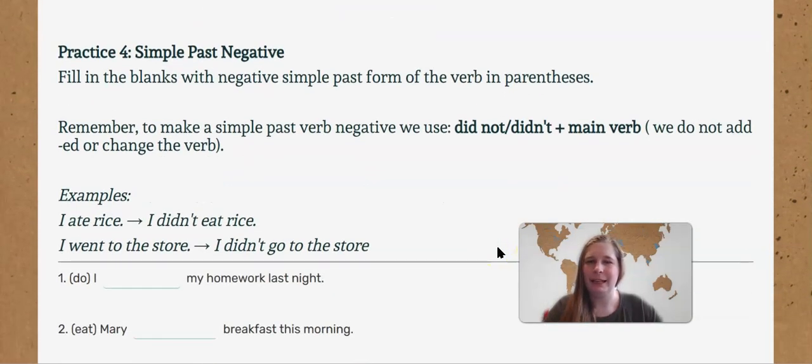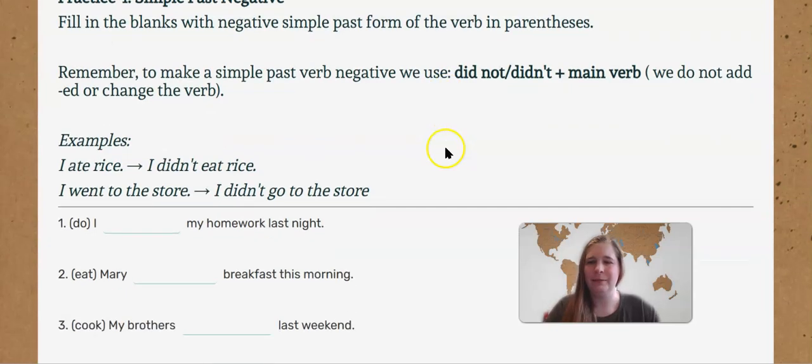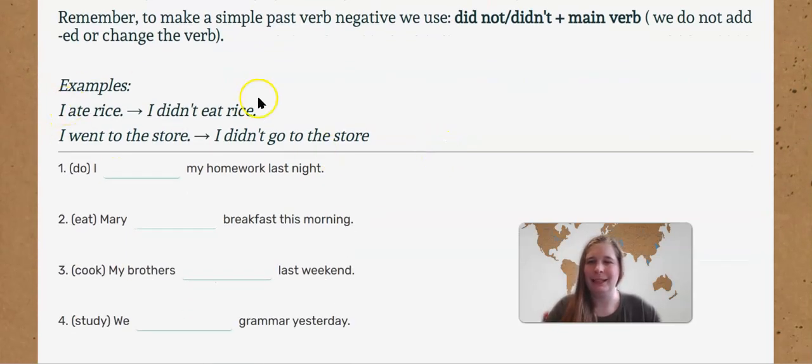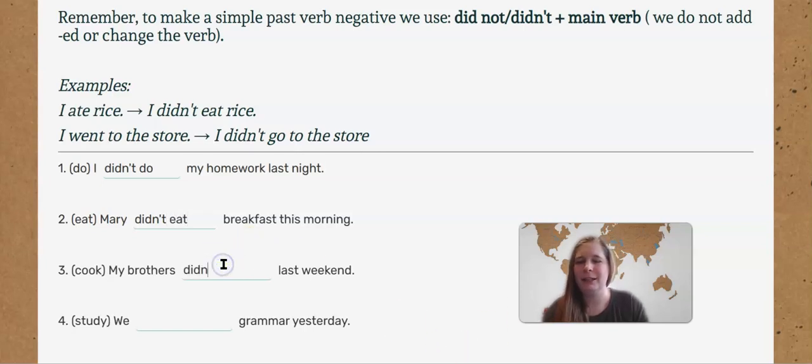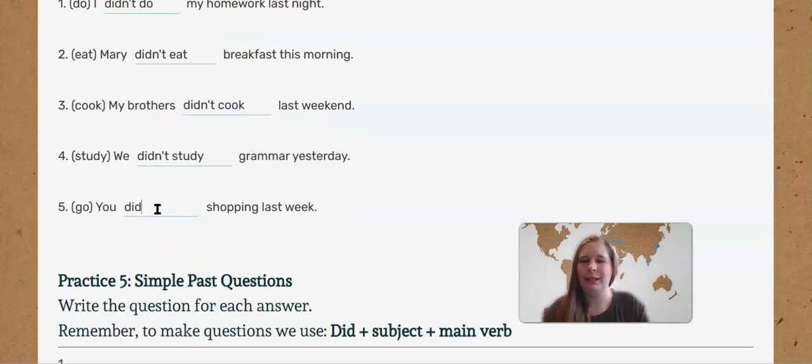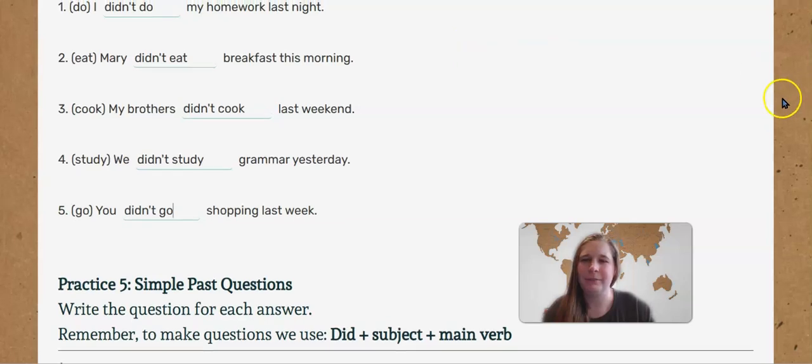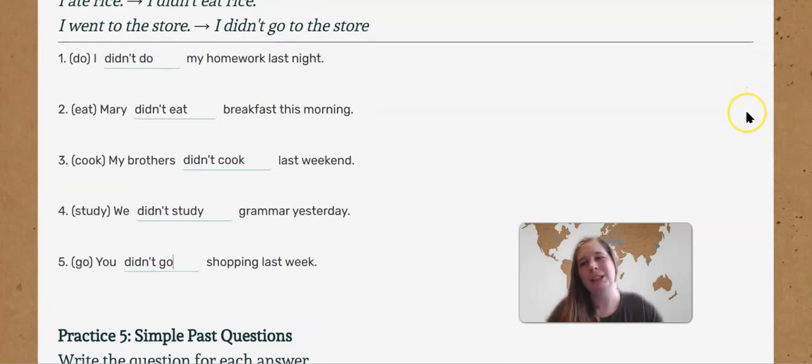And the simple past negative by using didn't plus the main verb. Do not add ed. I ate rice. I didn't eat rice. I did my homework. I didn't do my homework. Mary didn't eat. My brothers didn't cook. We didn't study. You didn't go shopping. Go check your answers.